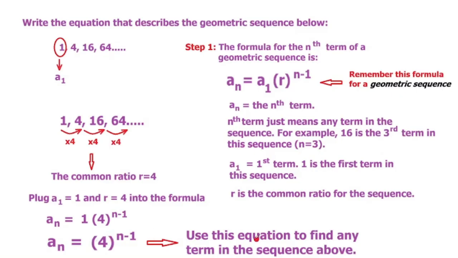So we use this equation to find any term in the sequence above. If someone asks you to find the 100th term, you would just use this formula and plug 100 in here and calculate it out. And that's it. That's all there is to that problem. Those are all the tricks you need to know on how to do this.